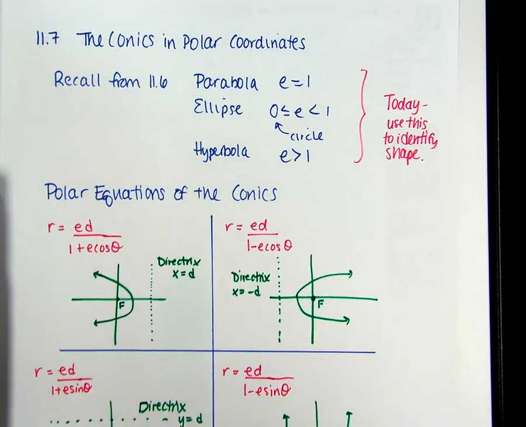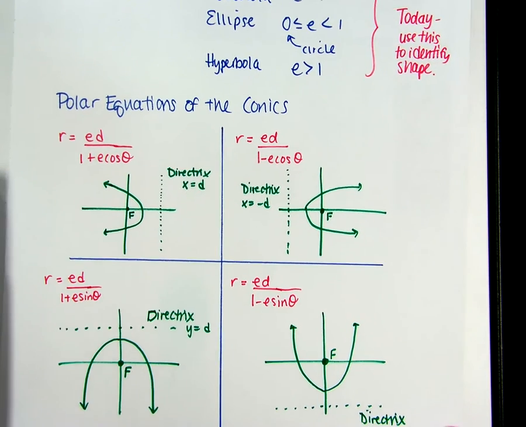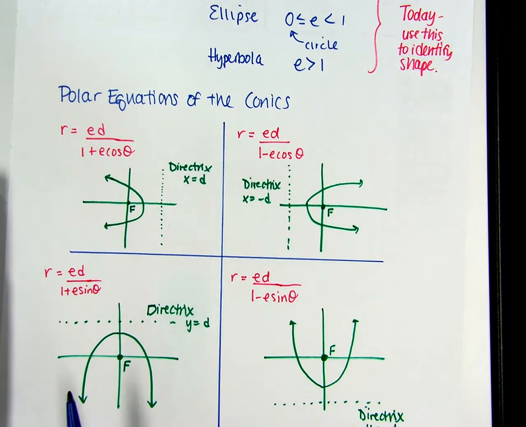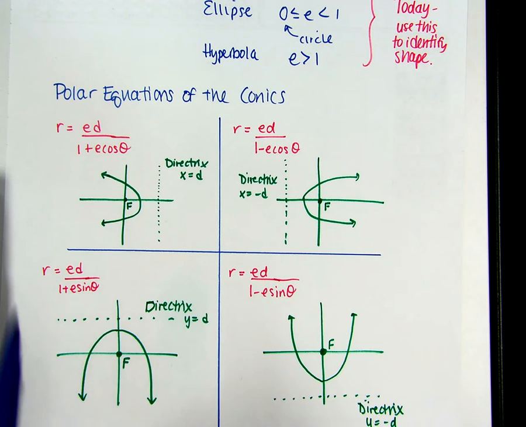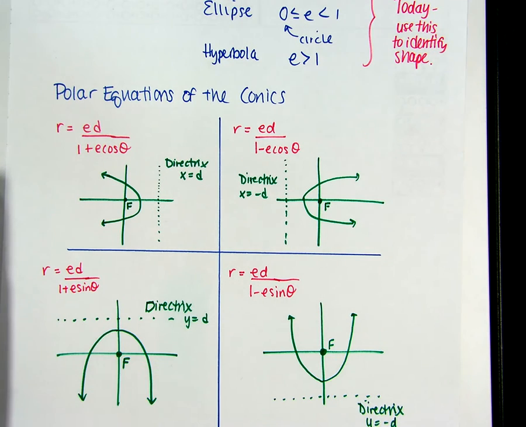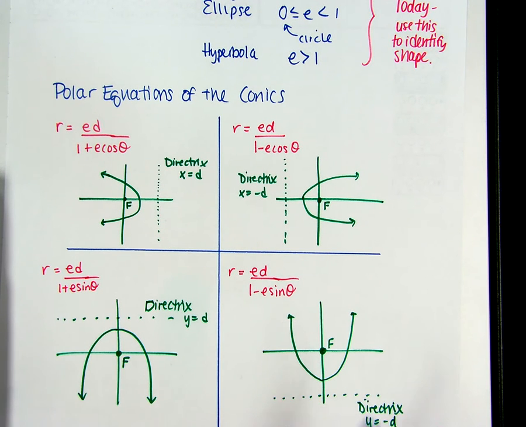All right, these are our 4 generic equations. And looking at the equation, it's E times D, which is the number that's in the equation of your directrix. And it's either going to be on the bottom 1 plus E cosine theta, or 1 minus E cosine theta, or 1 plus E sine theta, or 1 minus E sine theta.